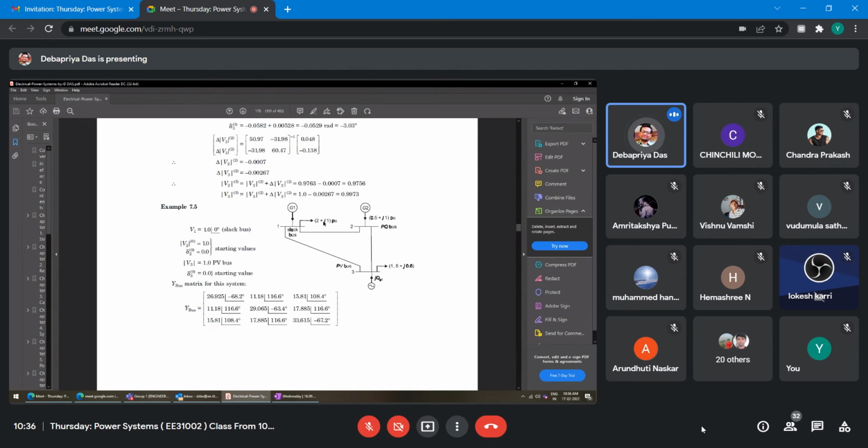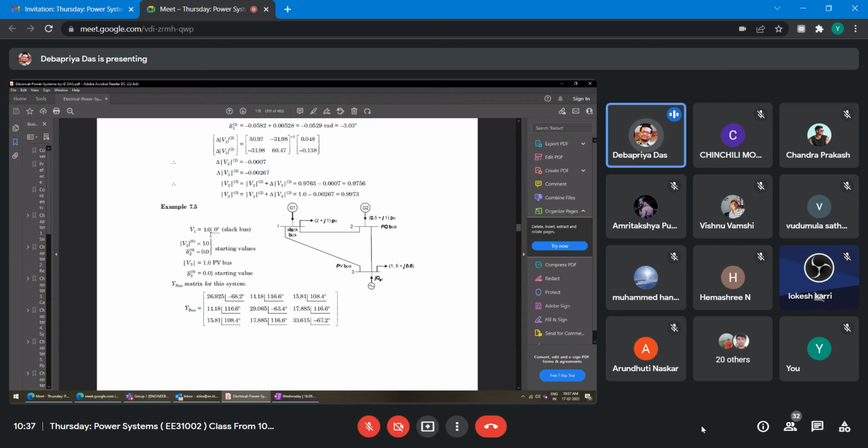It is not actually required for load flow studies, but it is given. This is the generator power, given as 0.5 plus j1 per unit. This is a PQ bus, so the power injection is known, right? And this is your PV bus, right? The load is given as 1.5 plus j0.6. The load is given, but as the generation Q is unknown, everything is unknown, right? This bus is a PV bus.